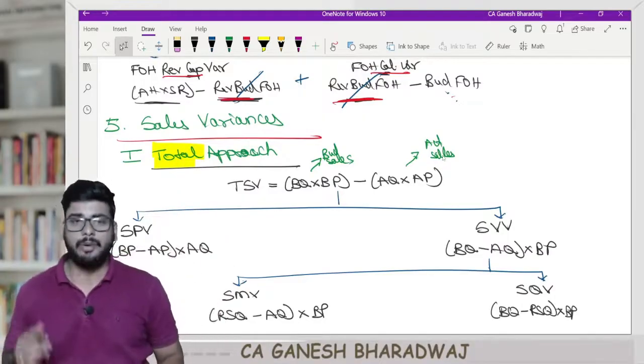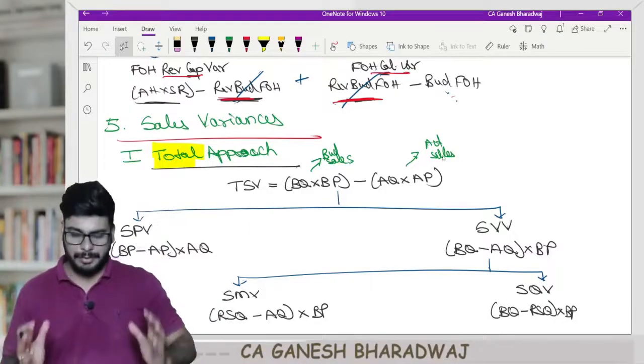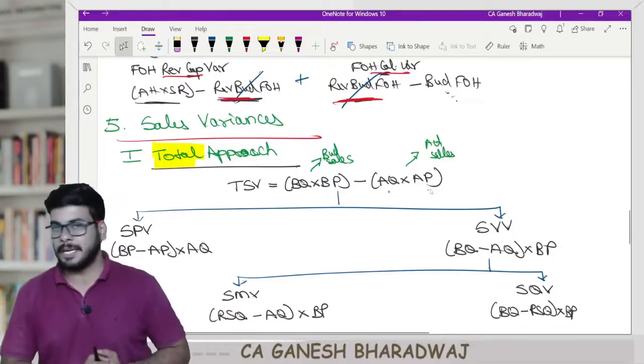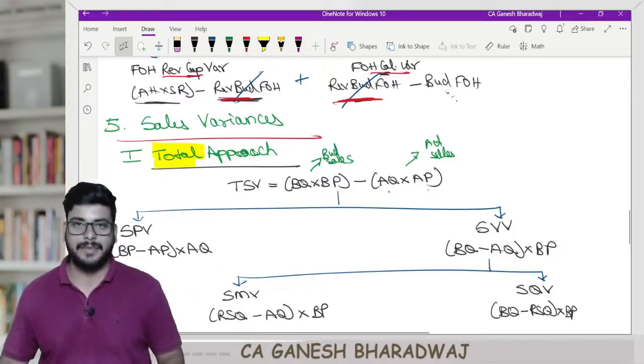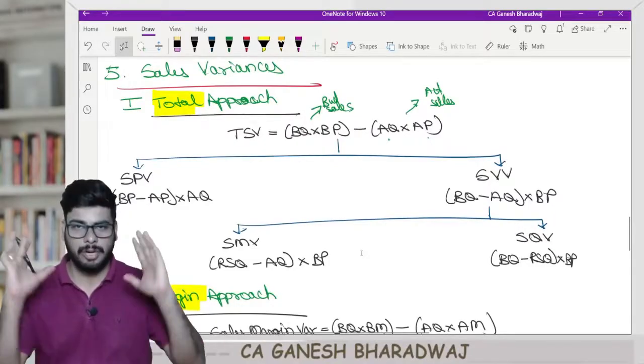So yes. Now, what is the total side variance? Very simple. Budgeted quantity into budgeted price. That gives you the budgeted sales minus actual quantity into actual price. As simple as that. Are you clear with this? This gets classified into 2. Now, if I just present the sales side variance, total sales variance is so much.